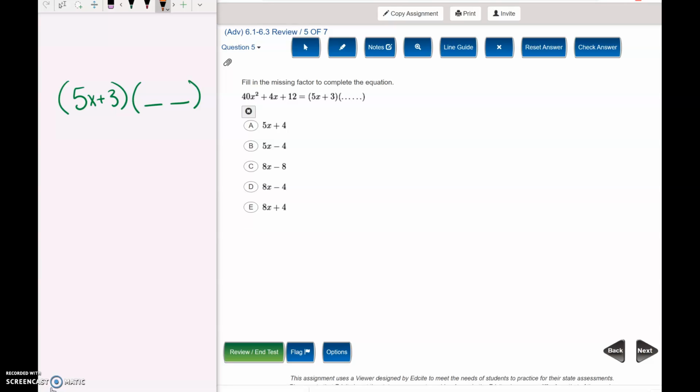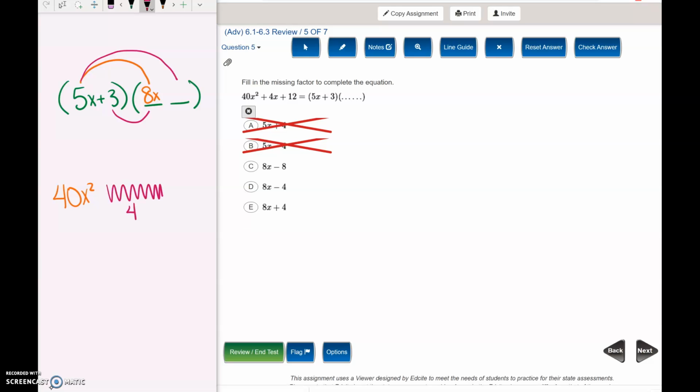First thing I'm going to do is try this 5x. If there was a 5x here, 5x times 5x would give me 25x squared. I need it to be 40x squared. So it's definitely not 5x. So I'm going to use this answer eliminator tool and get rid of those two because I know it's not that. Okay, so it has to be 8x. 5x times 8x gives me 40x squared. So that's good. 5x times this thing and 3 times 8x is going to give me the two terms in the middle that should add up to 4x.